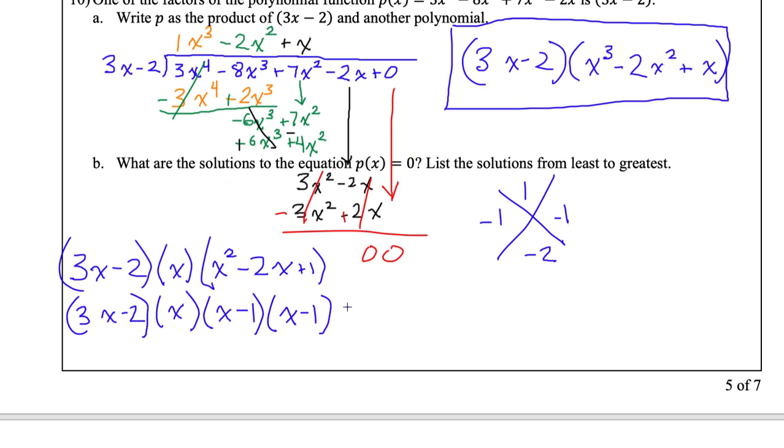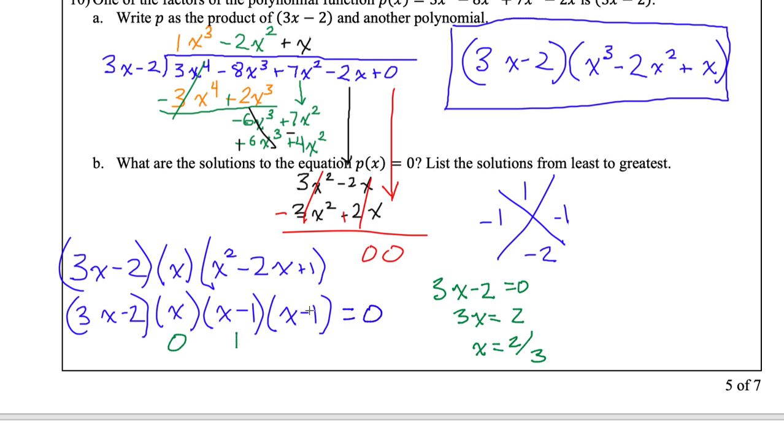So, setting this thing equal to 0 now, that means each and every one of these 4 factors is set equal to 0. So there's 4 problems to do. If I set 3x minus 2 equal to 0, that means I'm going to add 2 on both sides, and I'm going to get 3x is equal to positive 2. Divide both sides by 3, and x is equal to 2/3. These other ones, they're a lot easier to find. Like, if I set x equal to 0, well, then x is equal to 0. That's the answer.